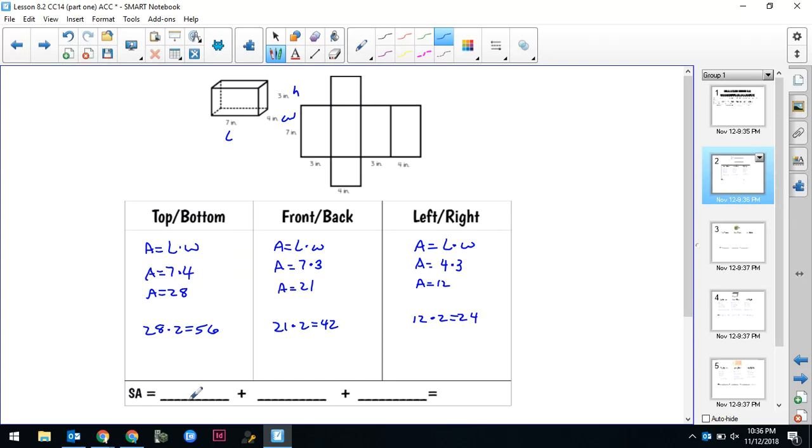So then at the bottom of the table, I'm going to put all that in there. So the 56 plus the 42 plus the 24. And if we quickly solve that out, we're going to end up with 122 square inches.